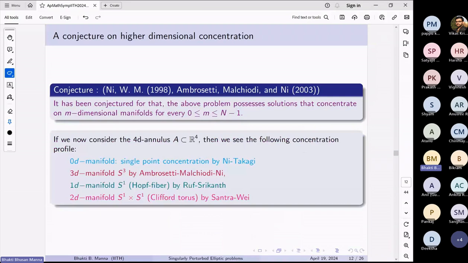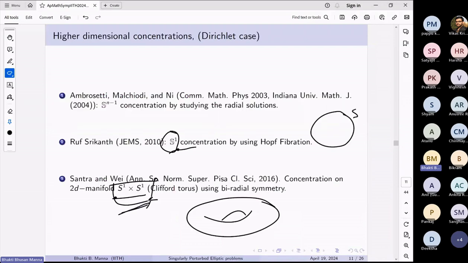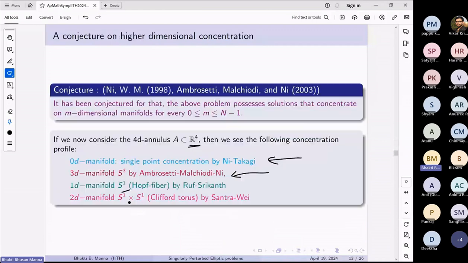So this conjecture for R^4 is complete, because the zero-dimensional concentrations are just the point concentrations which we have discussed. S^3 concentration is the radial result. Then S^1 and S^2: these two references give the one-dimensional concentration and the two-dimensional concentration. So for R^4 we have solutions which concentrate on dimension 0, 1, 2, and 3. So this is completely solved.